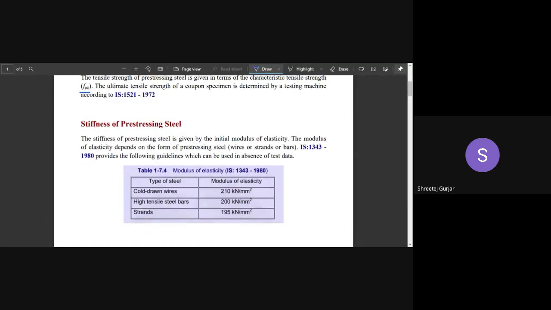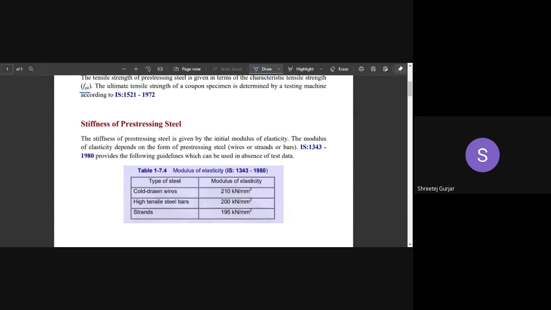So the modulus of elasticity depends on the type of pre-stressing steel, whether it is a wire, a strand, a tendon, or a bar. Depending on that, the modulus of elasticity varies.